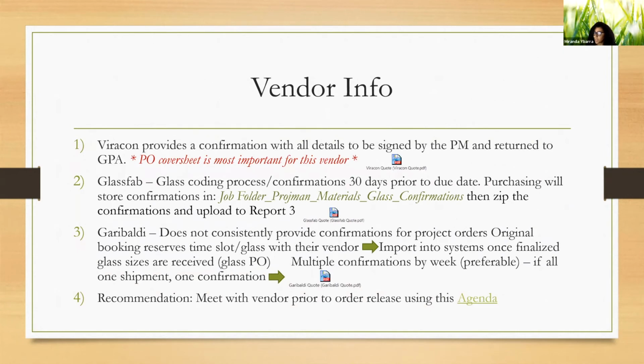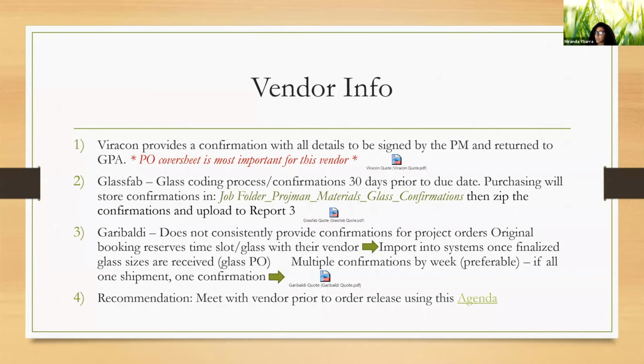Primary vendors, we have 3 right now and 1 more that we kind of use occasionally. It's on a project basis, but our 3 primary vendors are going to be Viracon, and they provide a confirmation with all details to be signed by the PM and returned to the GPA, glass purchasing agent, or myself. And the PO cover sheet is the most important for this vendor. I did include quotes, examples for all these vendors, but we're not going to go through those just because it's a little bit more in detail, and we'll go through that at a later time.